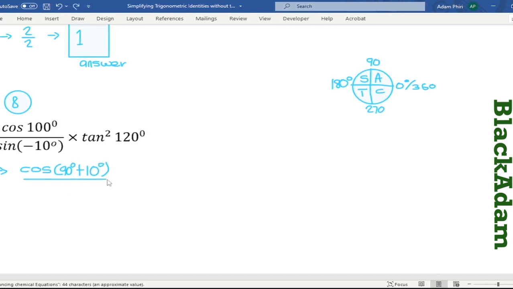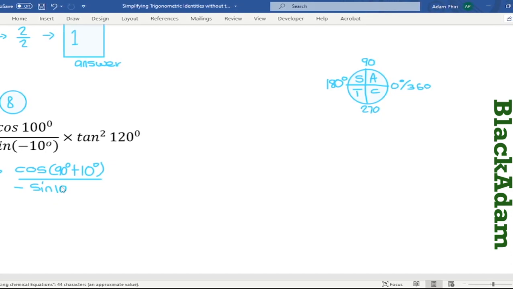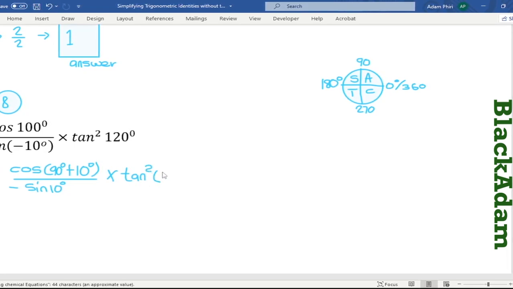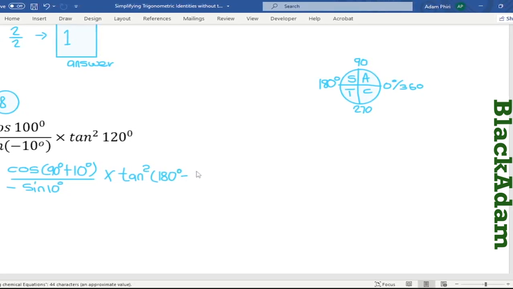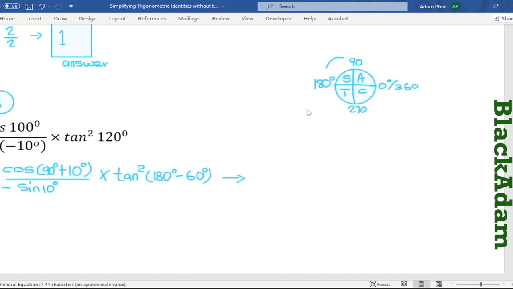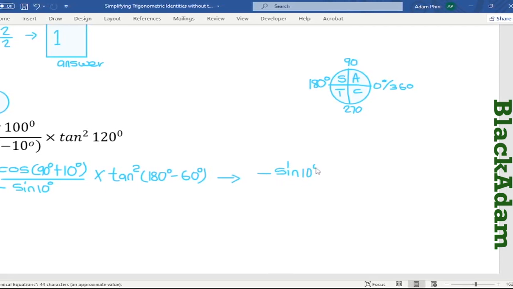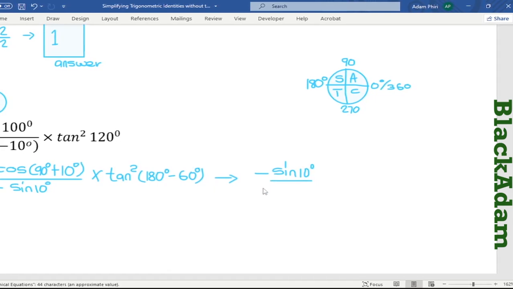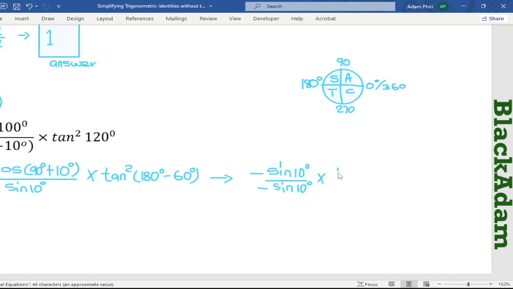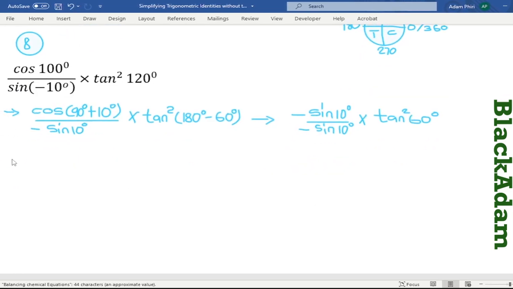We have cos 100 degrees, so that's cos of 90 degrees plus 10 degrees, and then all over sine negative 10 degrees, that will give us negative sine 10 degrees, multiplied by tan squared of 180 degrees negative 60 degrees to give us 120 degrees, and all of that will give us negative sine 10 degrees over negative sine 10 degrees, and then multiplied by tan 120 degrees squared.